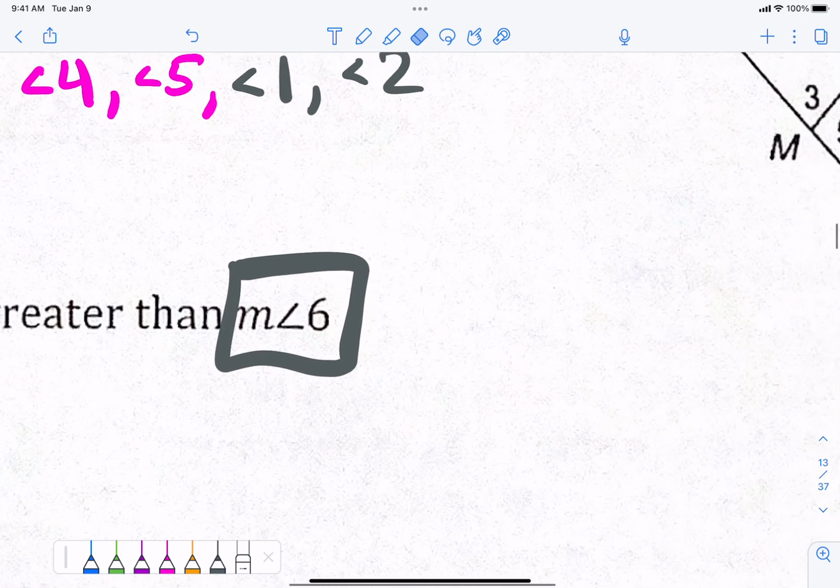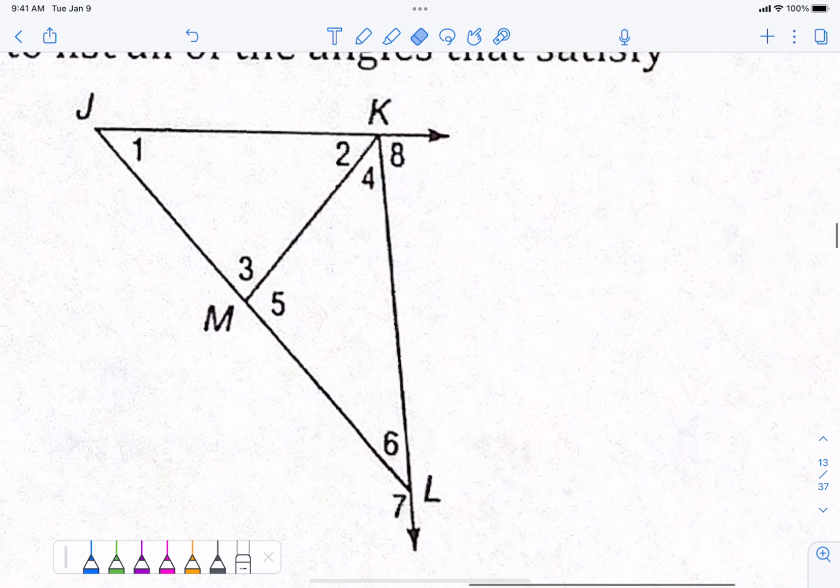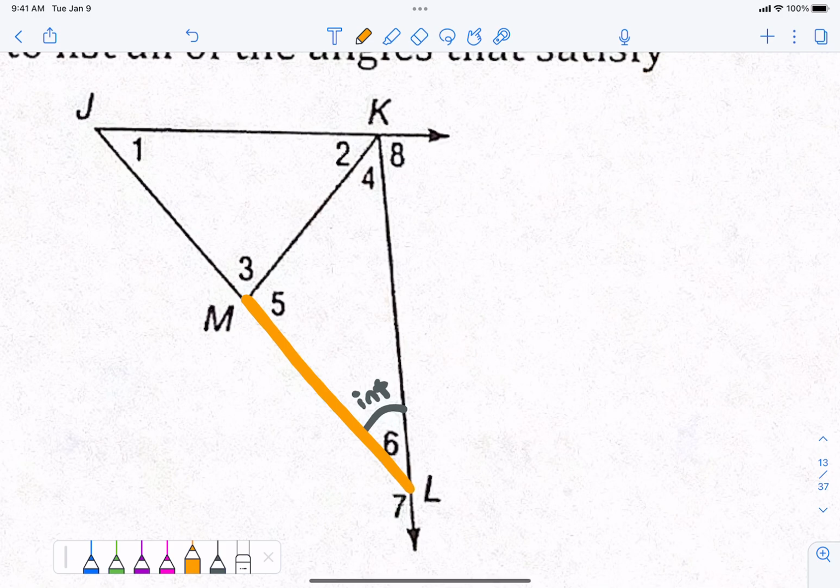Okay, measures that are greater than angle 6. Angle 6 is an interior angle, right? Now, how many triangles involve angle 6? 2. We've got this little guy right here, and then we've got the big one, right? So there's a small one. Got it? Now, which angles are exterior to that triangle?